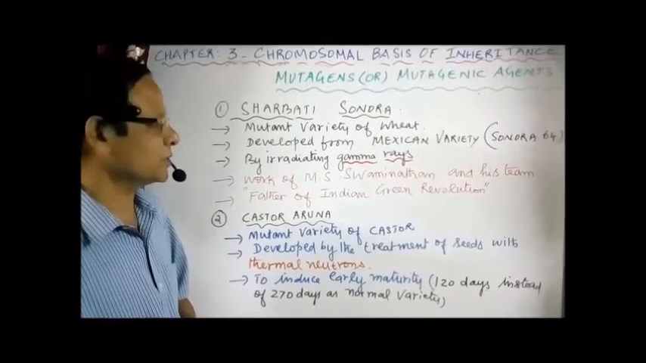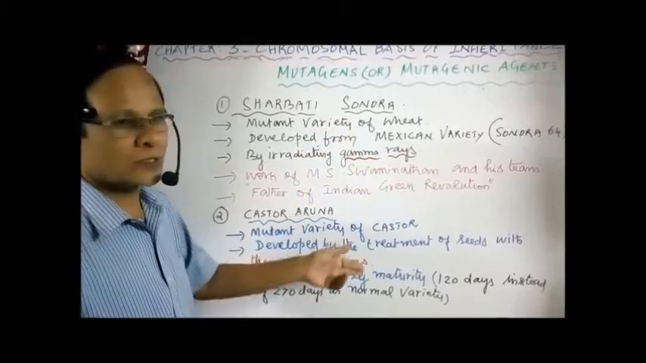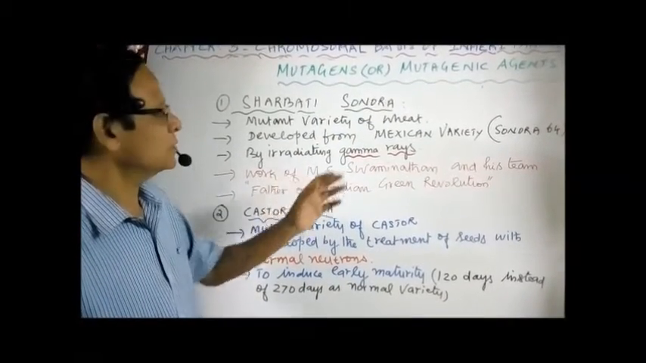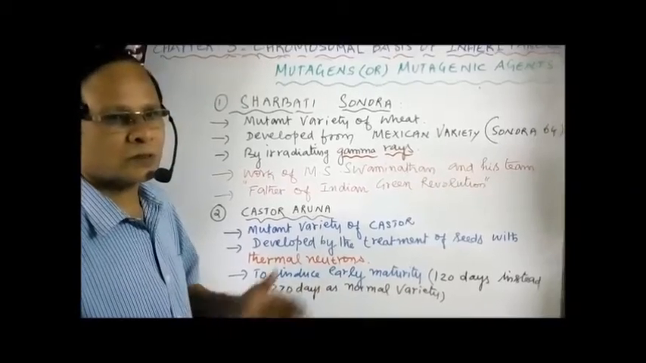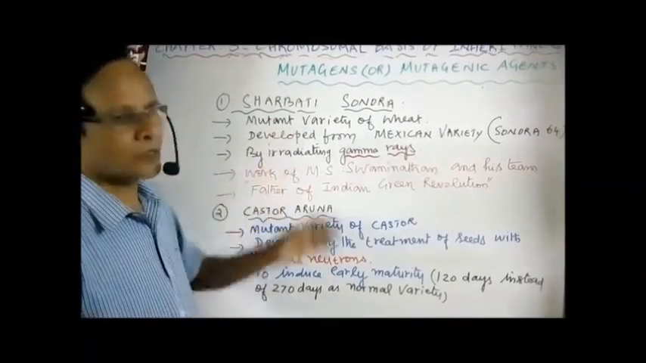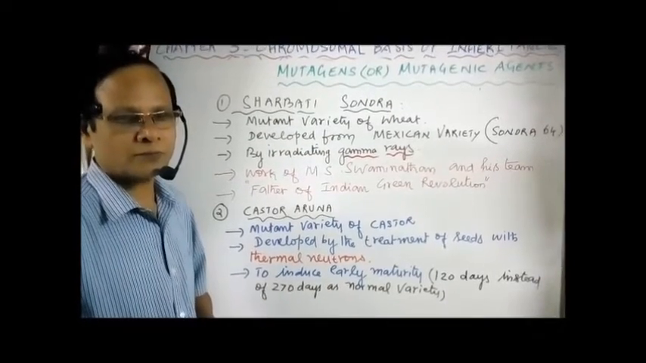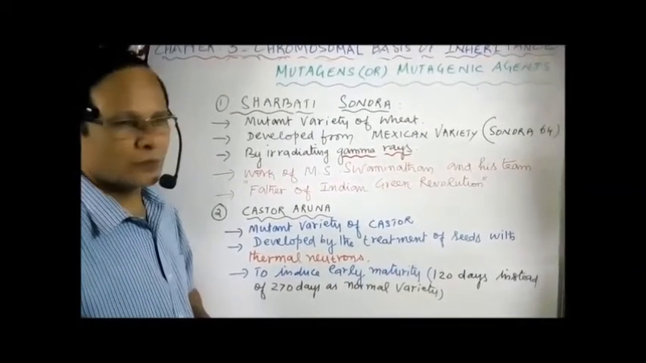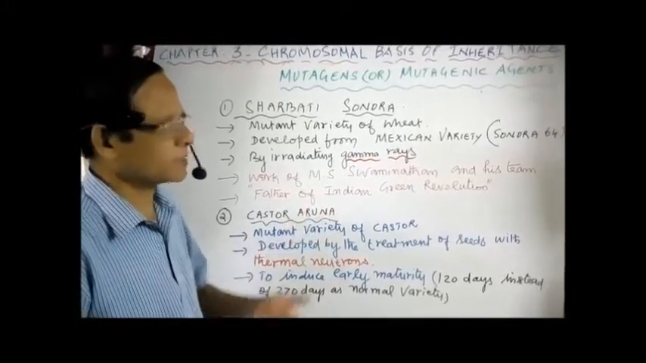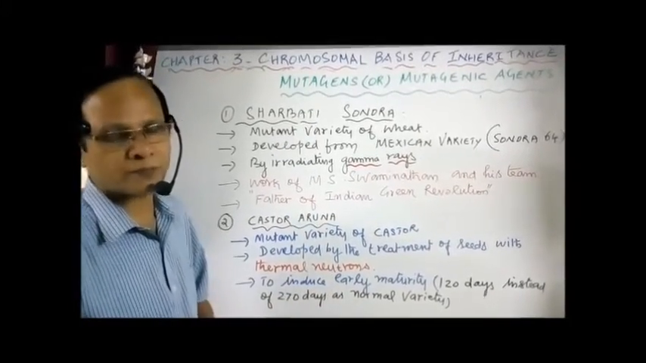As seen in the case of the normal variety. So these are the two mutant varieties given in the book which are developed because of physical mutagens, for example the gamma rays and also thermal neutrons. And that's about the mutant varieties given in the book. Now we have to go for chemical mutagens and co-mutagens. That's what we have under this category. I want to complete quickly.